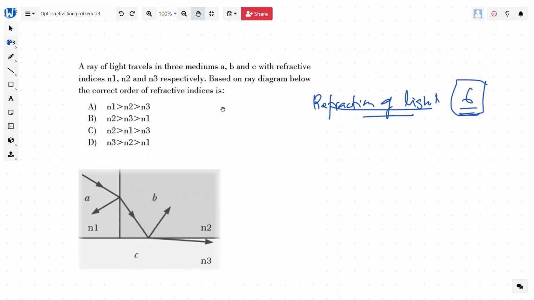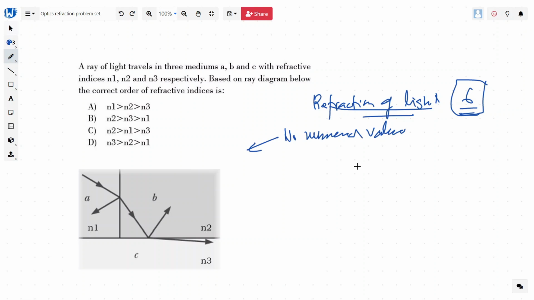A ray of light travels in 3 mediums A, B and C with refractive indices N1, N2 and N3 respectively. So here are the 3 mediums: A with N1, B with refractive index N2, and C with refractive index N3. Now based on the ray diagram below, we need to determine the correct order of refractive index. There are no numerical values provided, so all the hint is basically in this diagram.